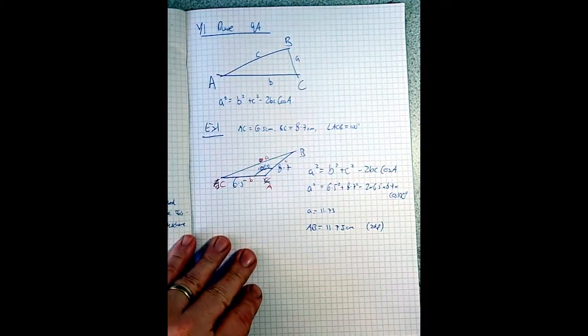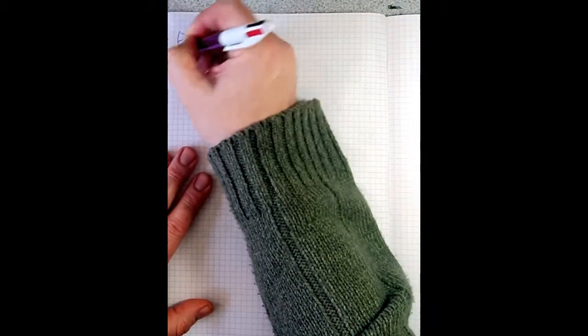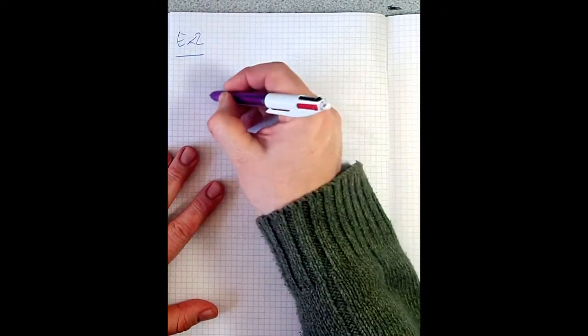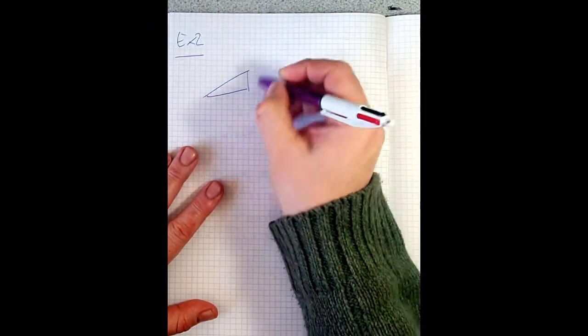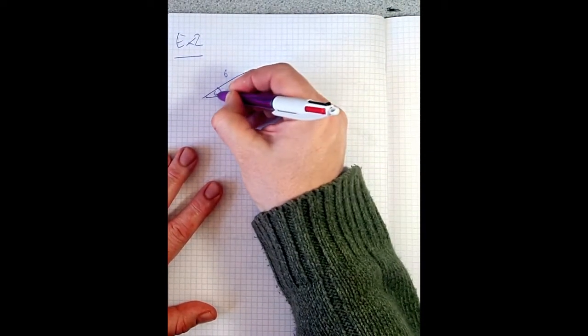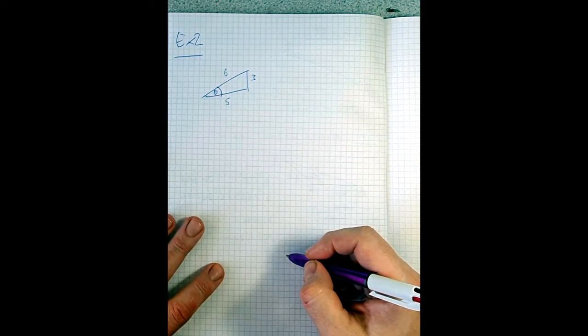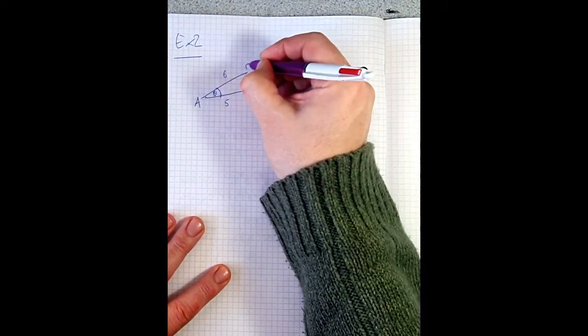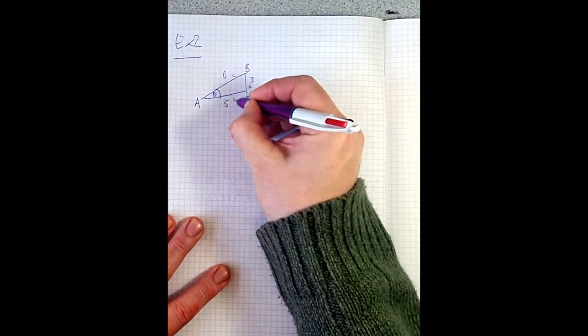Example 2 just says the smallest angle. Well, the smallest angle is opposite the smallest side. So, smallest angle in a triangle whose sides have length 3, 5 and 6. 3, 5, 6. That's the angle it wants. Okay, well we'll call that A because that's what's in the cosine rule. Don't really care about the others.